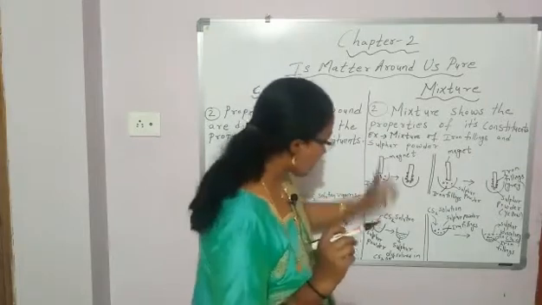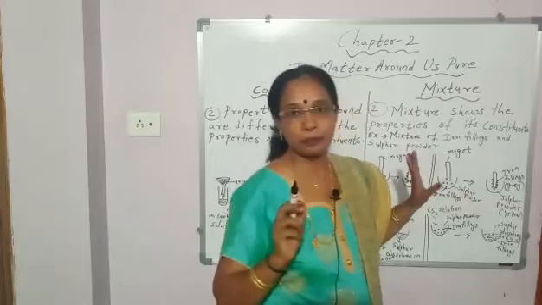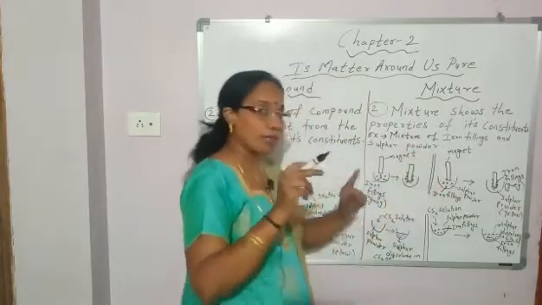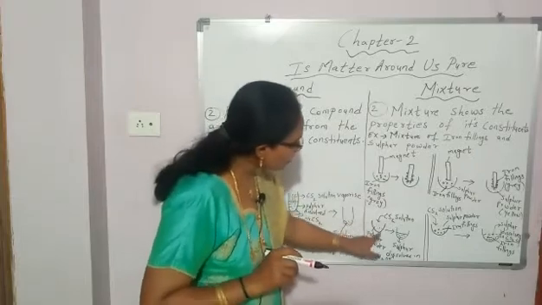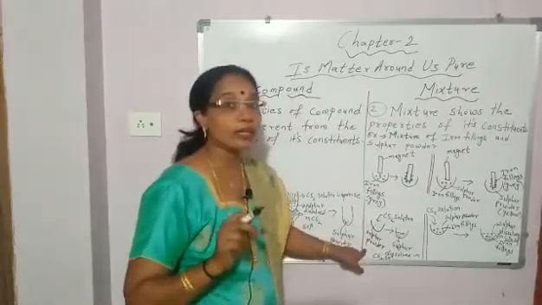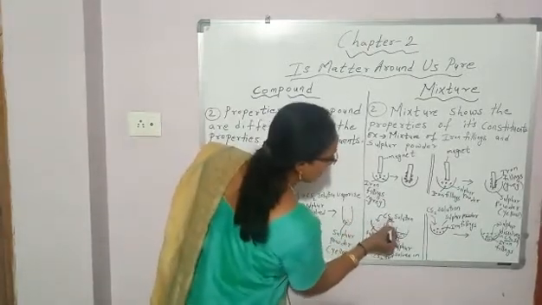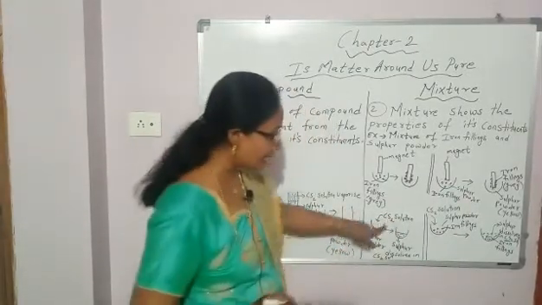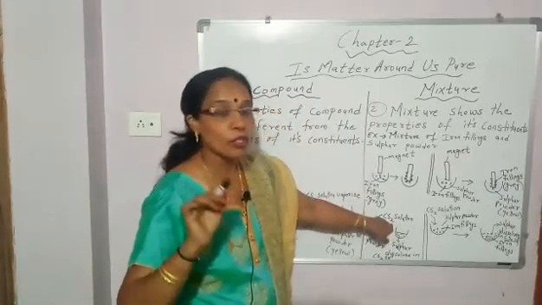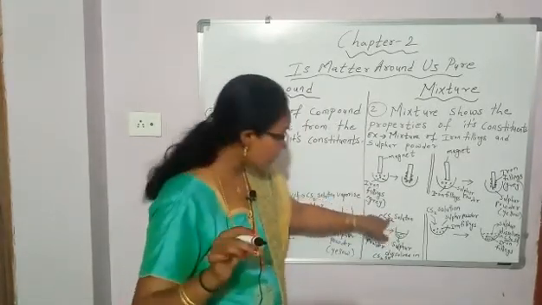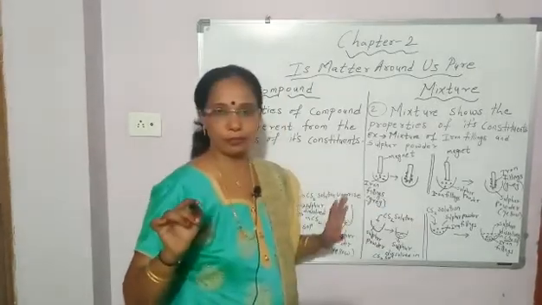Now second example. What is the second constituent in this mixture? Sulfur powder. So we'll discuss the property of sulfur powder. Now what is taken in this china dish? Sulfur powder. What color? Yellow. Add to this CS2 solution. What is C? Carbon. And for 2, what word do you use? Disulfide. Carbon disulfide solution.